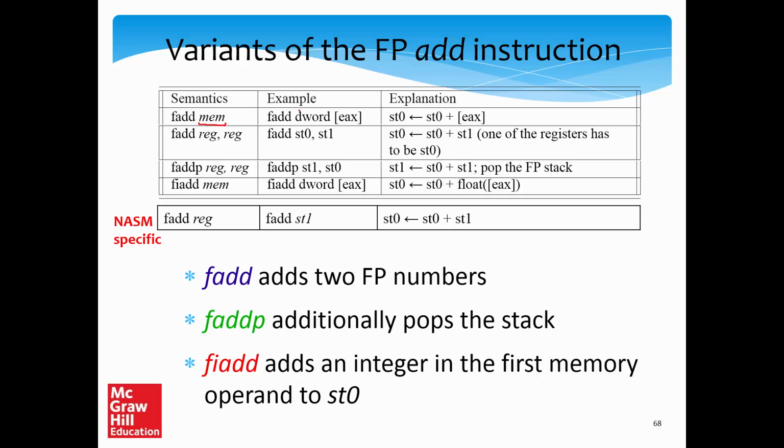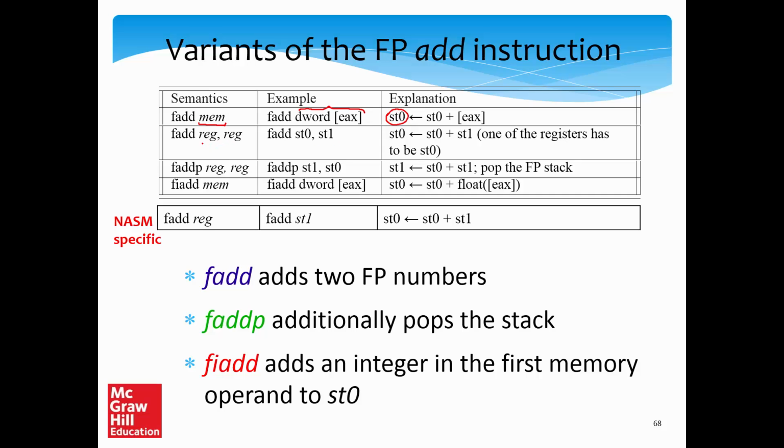So in this case, the contents of the register EAX are taken, memory is accessed, and from there we read in a D word or a double word which is 32 bits. So the assumption is that a floating point number is present over there, and we take it and we add its contents to st0 and save the results in st0 as well. So st0 can be thought of as the default floating point register for this instruction.